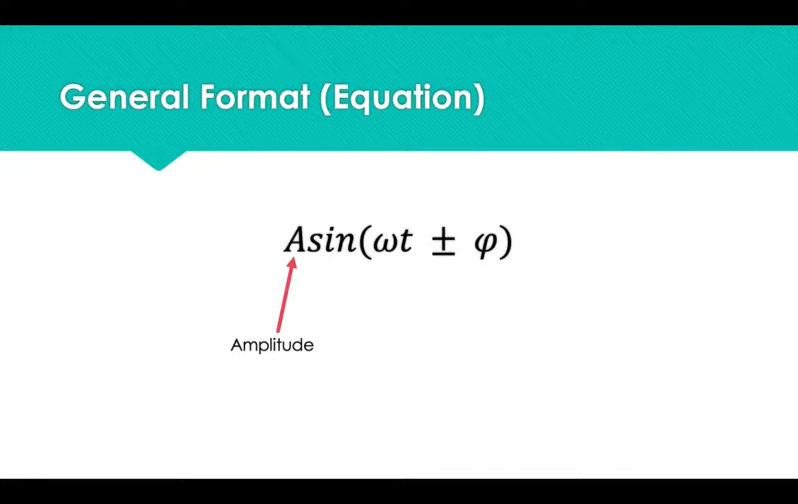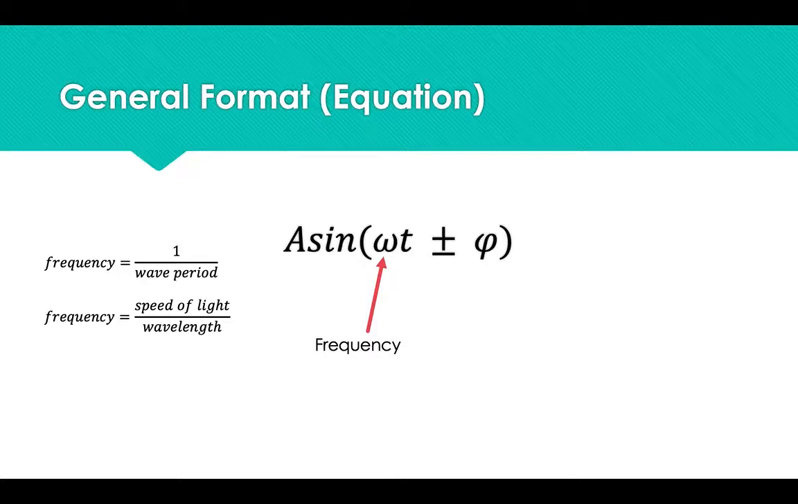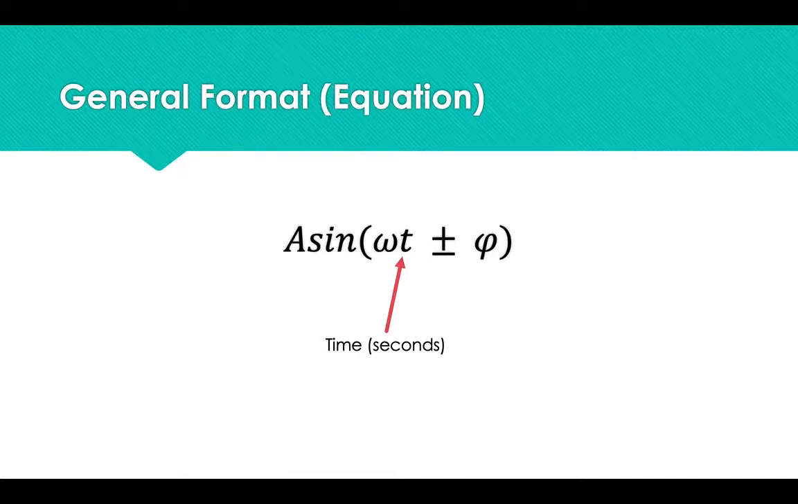A is denoted as the amplitude of the wave, or the voltage. Omega is the frequency. And on the left hand side, some formulas can be seen to calculate the frequency of a sine wave. t is the time in seconds, and φ is the phase angle. If it is positive, that means that it is shifted to the left. If it is negative, it means it is shifted to the right.